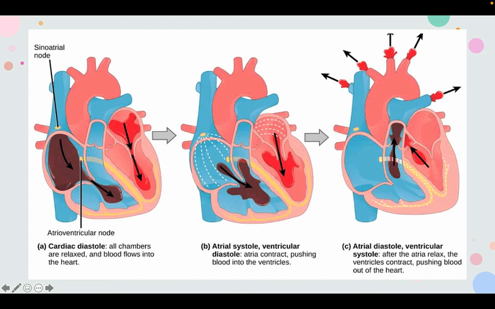And then atrial diastole, ventricular systole. So the atria then relax and the ventricle contracts. So then it pushes the blood out through, actually both, through the pulmonary arteries away from the heart, and then also through the aorta away from the heart. All right? So this is a nice little summary slide for you.